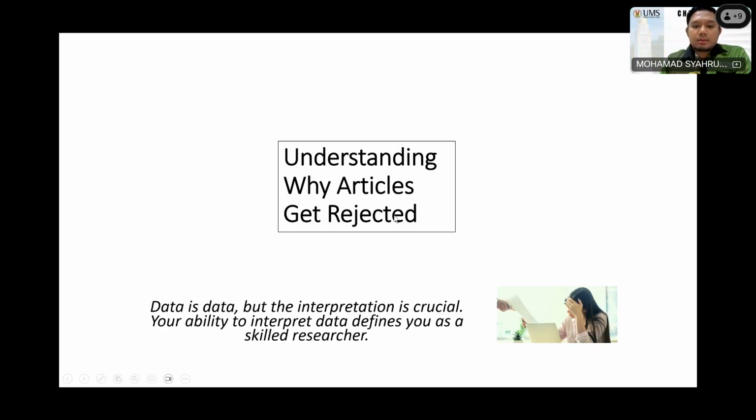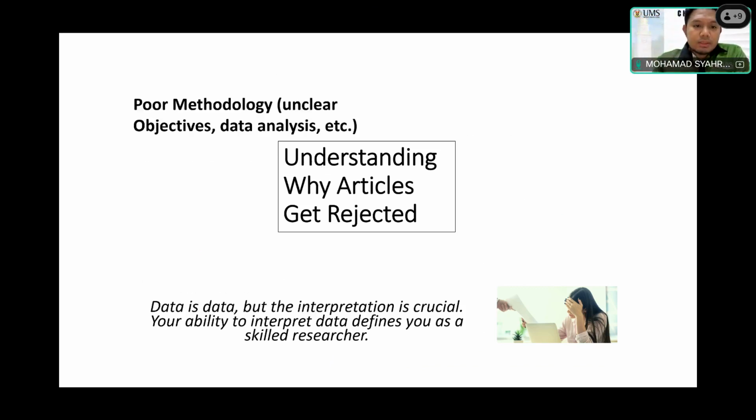Okay, data is data, but interpretation is crucial. Your ability to interpret data defines you as a skilled, competent researcher. That makes you different: you as a scholar versus you as a lab assistant. So you can see the difference. You have the scholar thing, the scholarly mind.